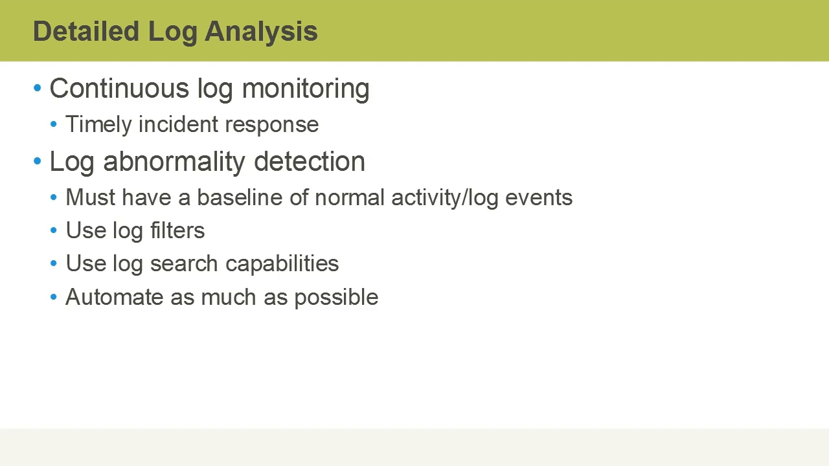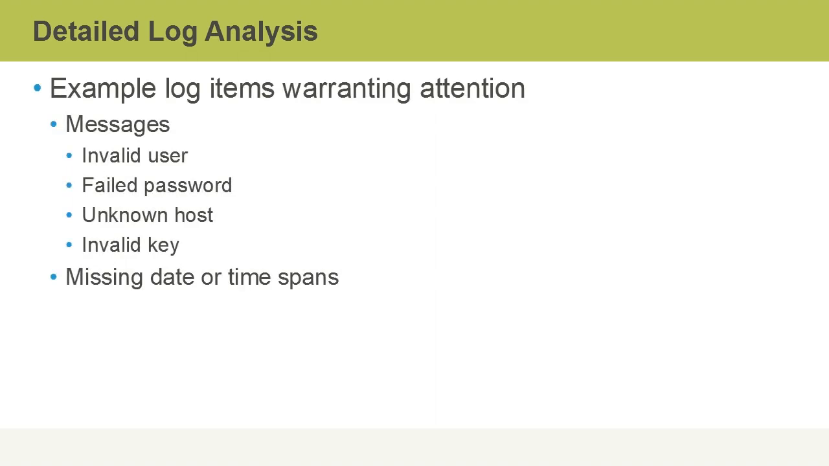We can also use log filtering to filter out the noise from log files. We can also use the search capabilities, and this can be automated as we saw, for instance, using PowerShell. We should also always audit log access so we know who has had access to logs at different times and what they did. Example log items that would certainly warrant our attention include things like invalid user messages, failed password, unknown host, invalid key, and so on.